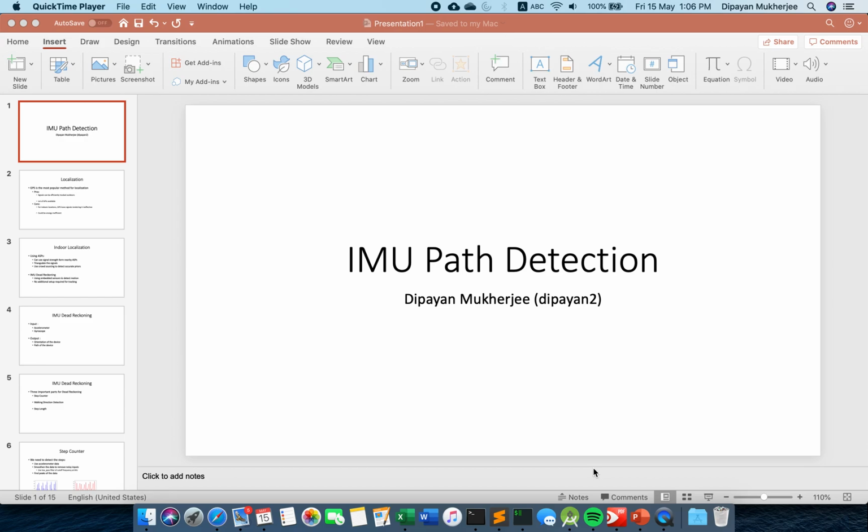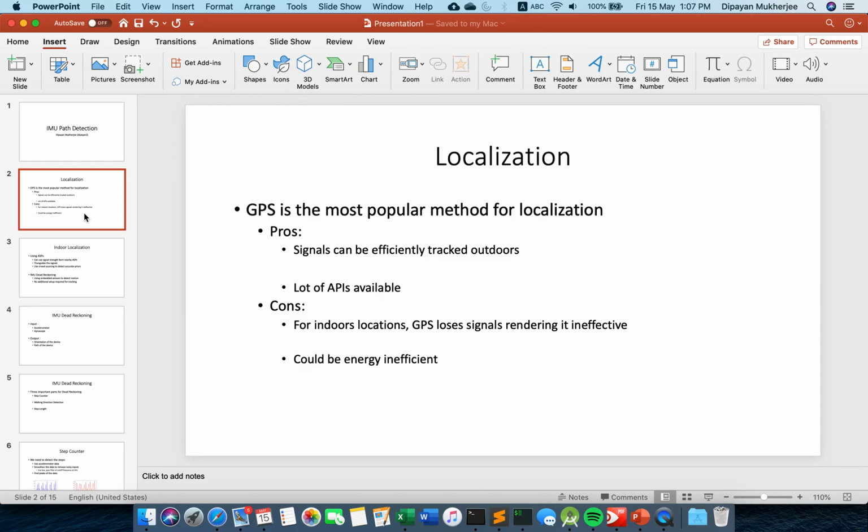Hi, today we'll be talking about IMU path detection as the course project. This deals with localization and path detection. So, what are the prior works of localization?